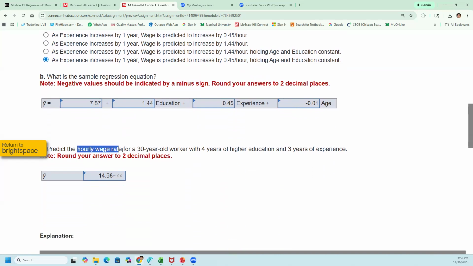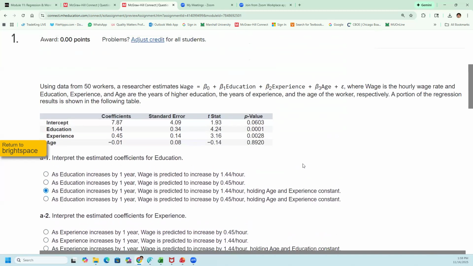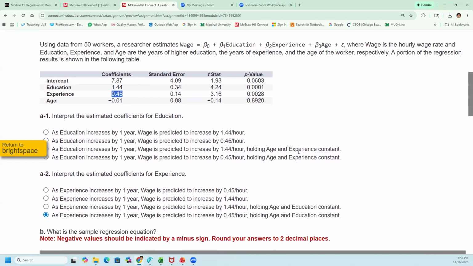What is the predicted hourly wage for a 30-year-old worker with 4 years of higher education and 3 years of experience? So over here, you have the coefficients: beta 0, which is the intercept term, beta 1, which is the education coefficient, experience 0.45, and age is minus 0.01.